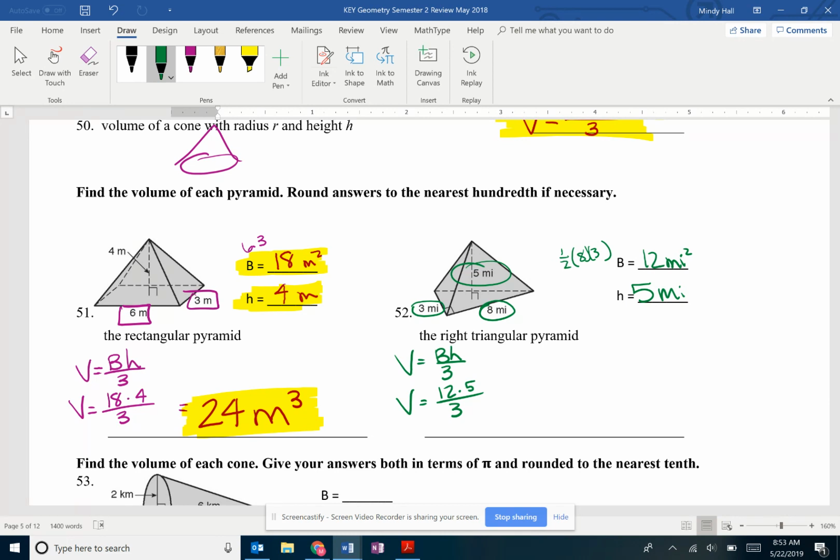12 times 5 divided by 3. Okay, I did it in my head, but I just don't always trust myself. But it is 20 miles cubed. Okay.